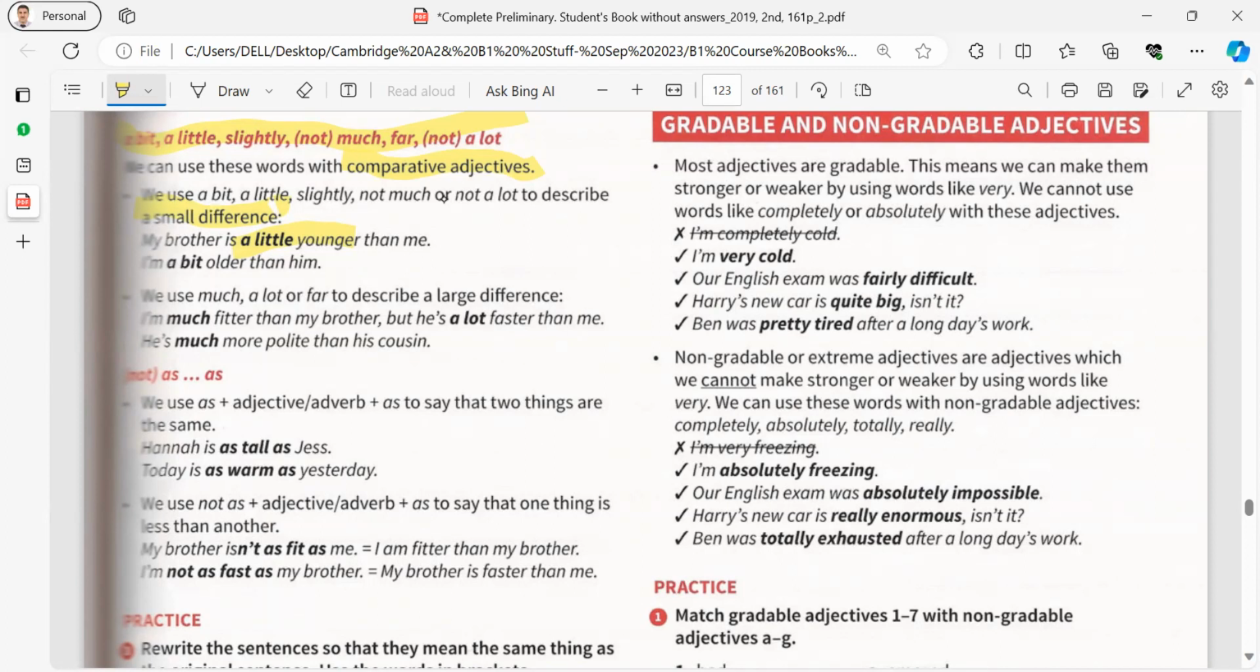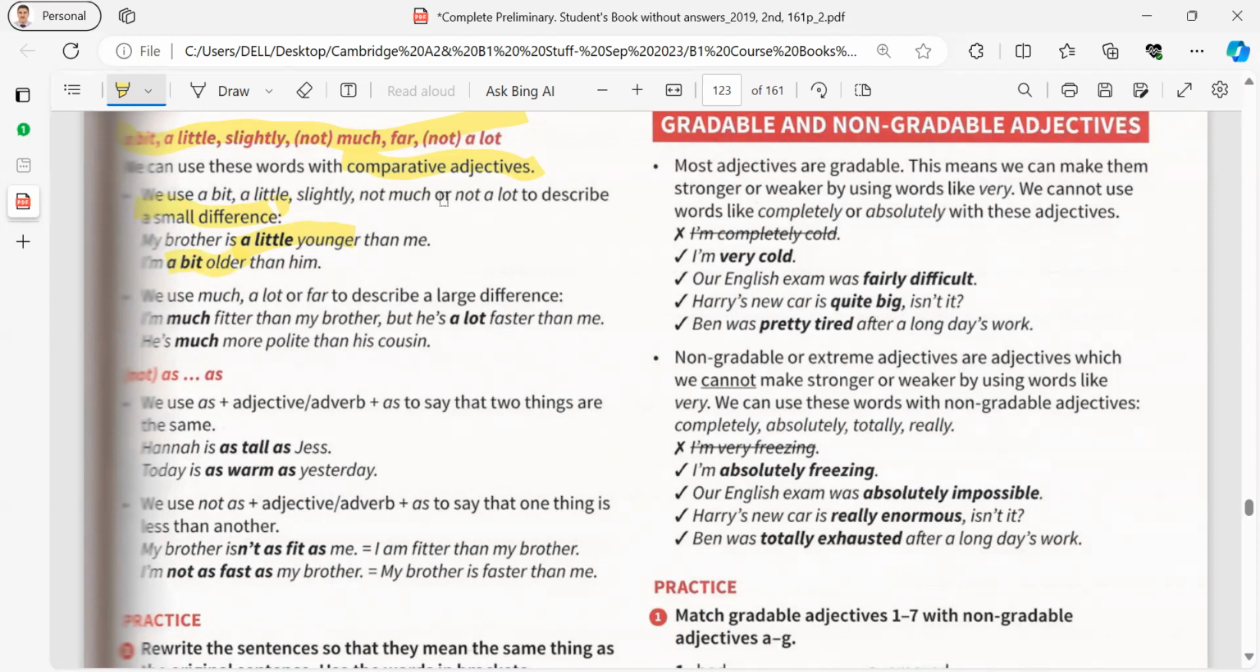So in this way, using such adverbs, you give very specific details about the two people you are comparing. Like this, I am a bit older than him. You can say I am older than him, I am younger than him. Okay? But it's not really specific. But when you say I am a bit older than him, it means, for example, 1 year older than him. Right? Okay.